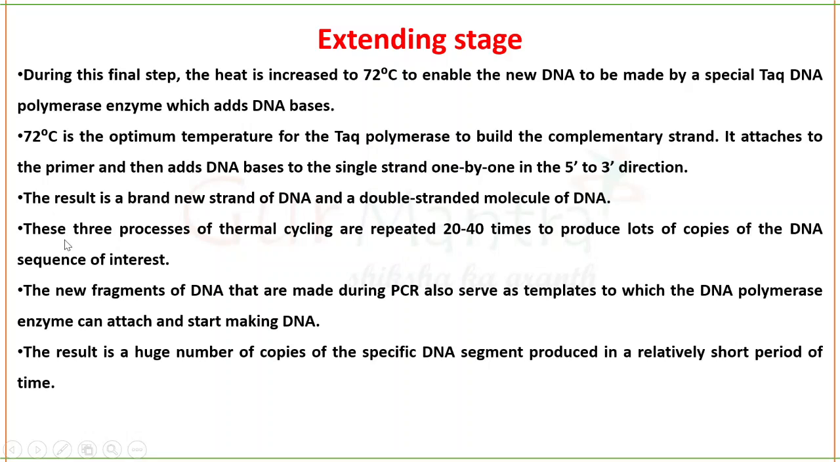These three processes of thermal cycling are repeated around 32 times, so you can get lots and lots of copies of your sequence of interest. The new fragments of DNA that are made using PCR will act like a template to which the DNA polymerase enzyme will start making new DNA. So the result is a huge number of copies of a specific DNA segment produced in a very short period of time.